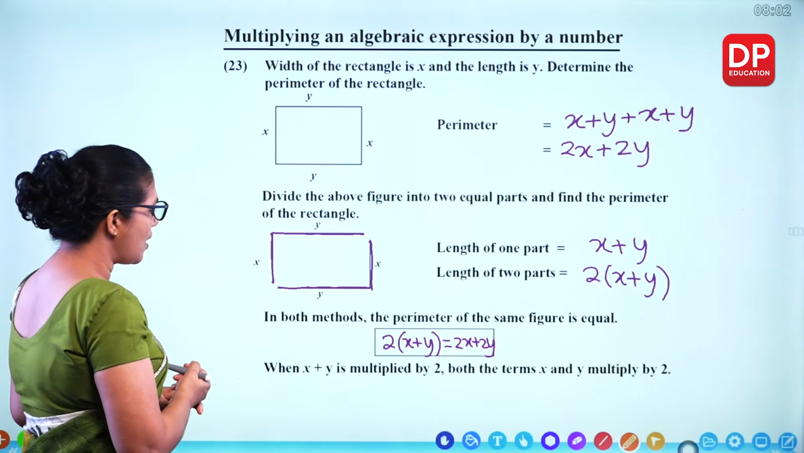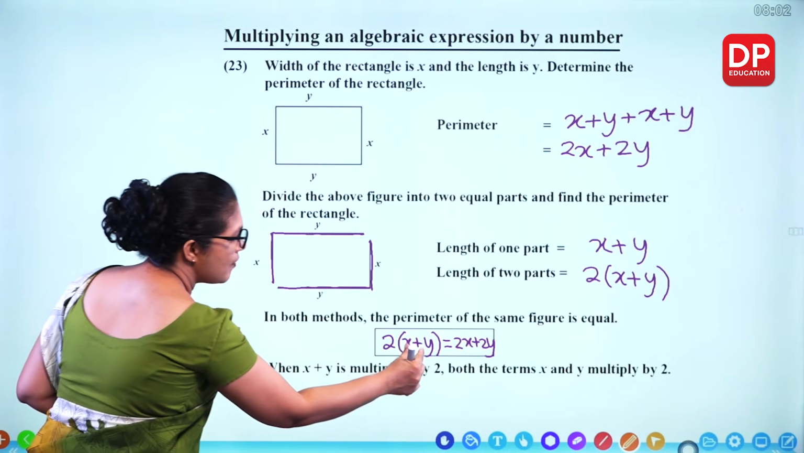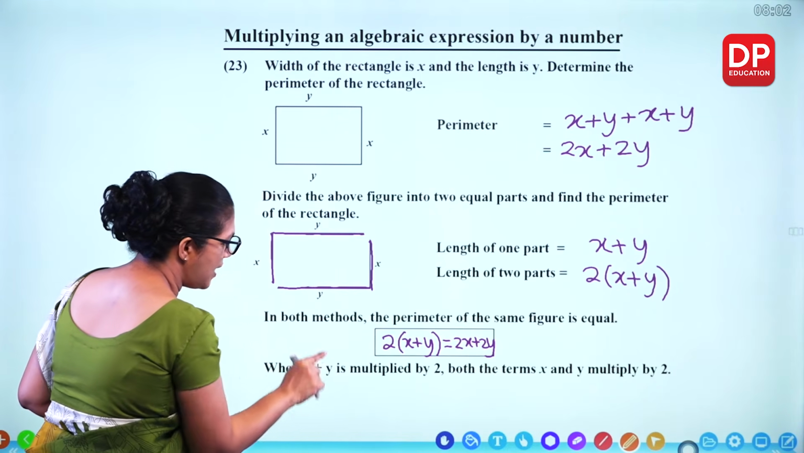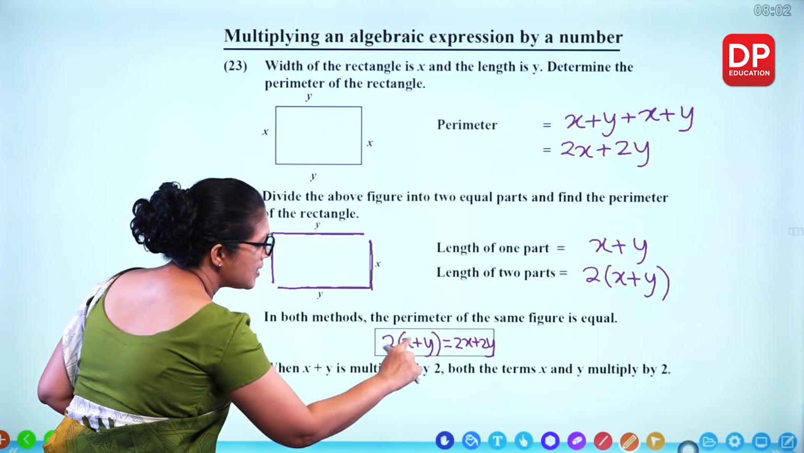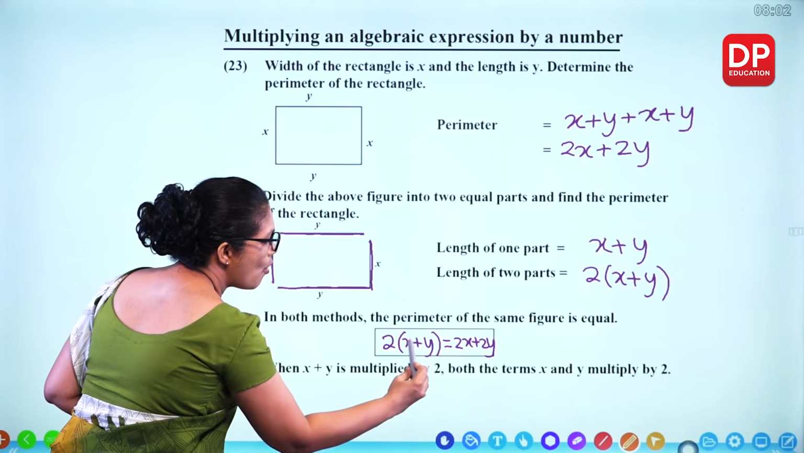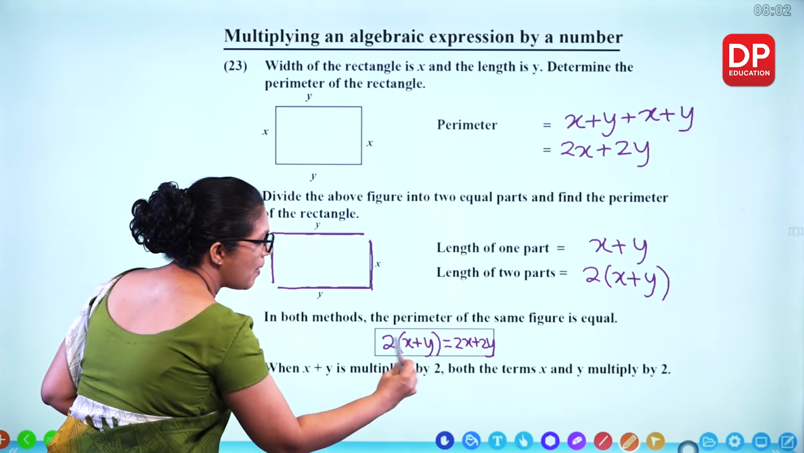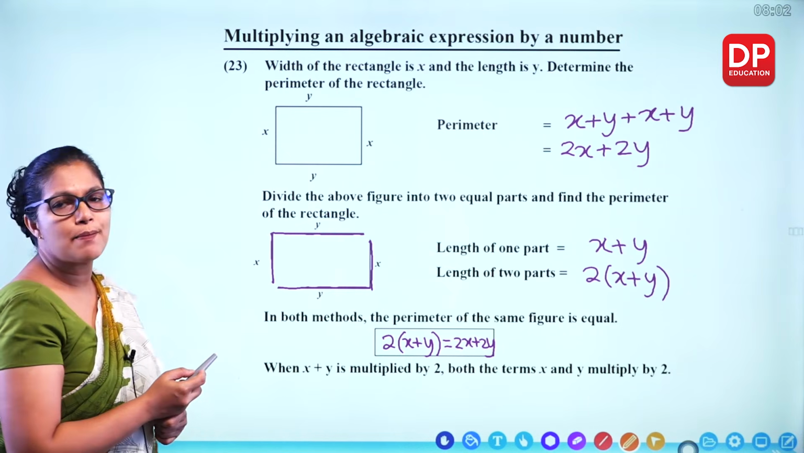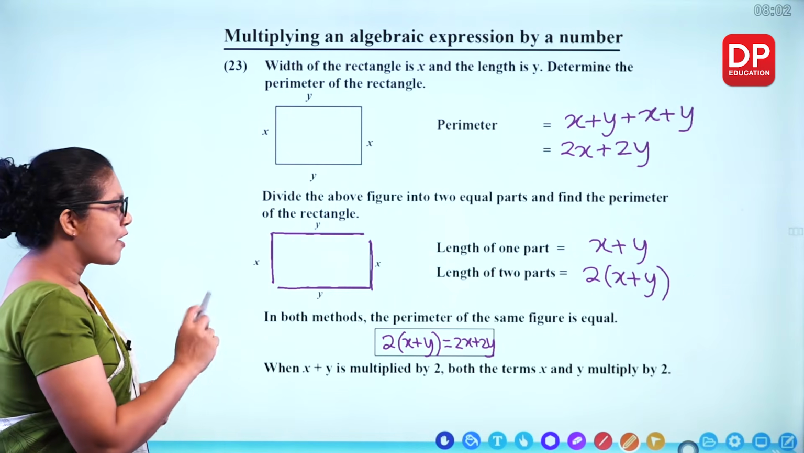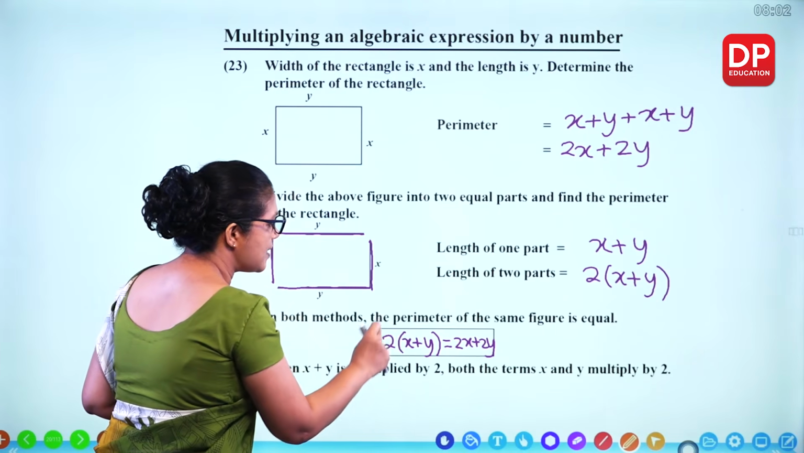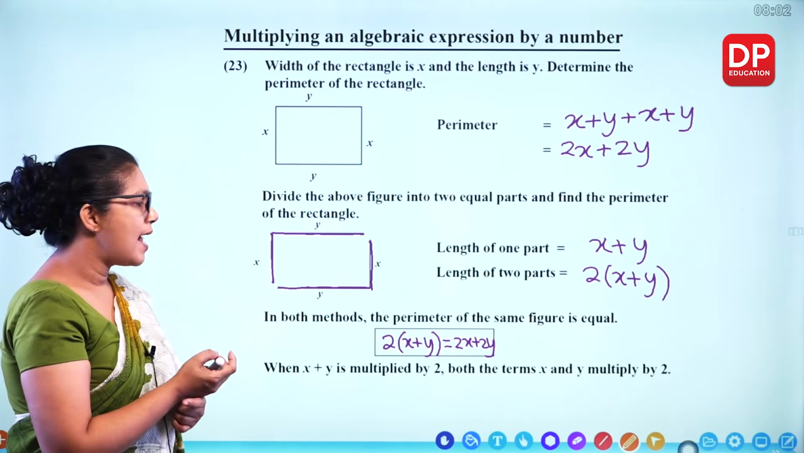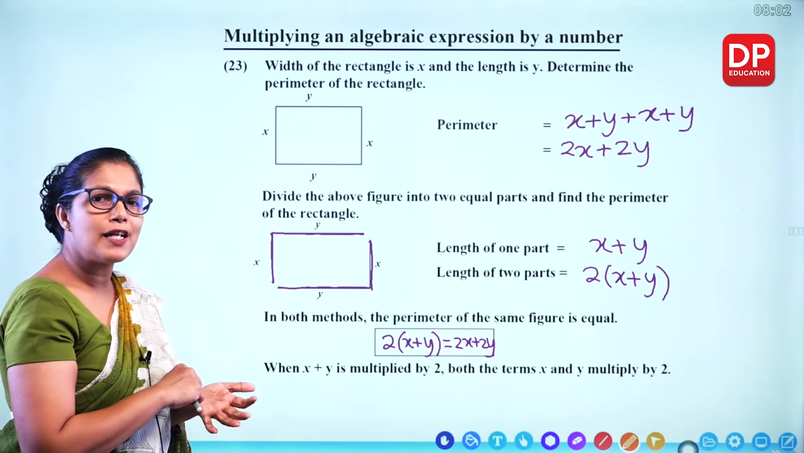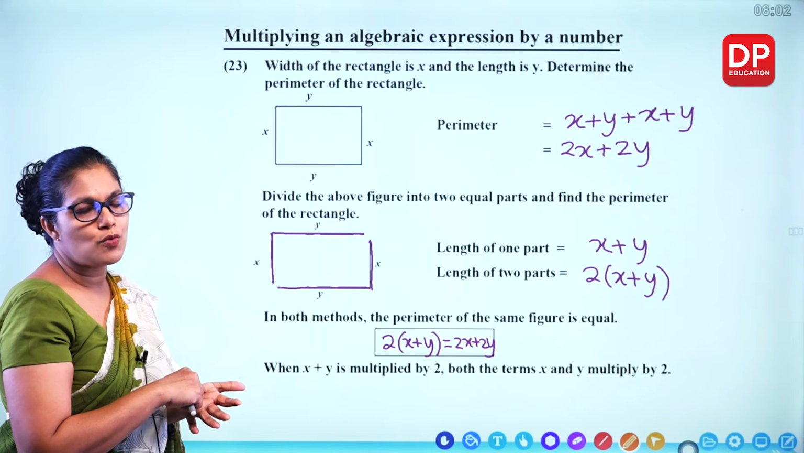Now look at this one. When there's a number in front, you are multiplying both these terms by 2. So when x plus y is multiplied by 2, both the terms x and y are multiplied by 2. So now we observe when there's a number in front of an algebraic expression, you have to multiply all terms with that number.